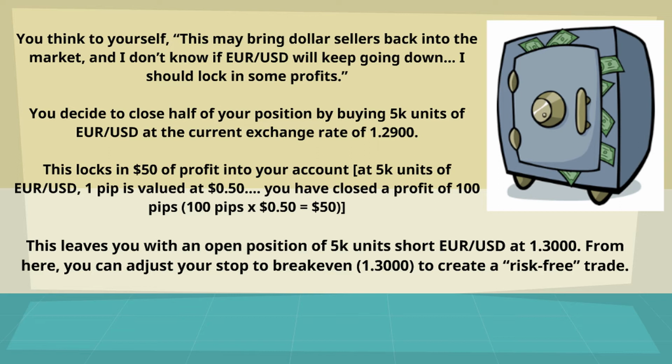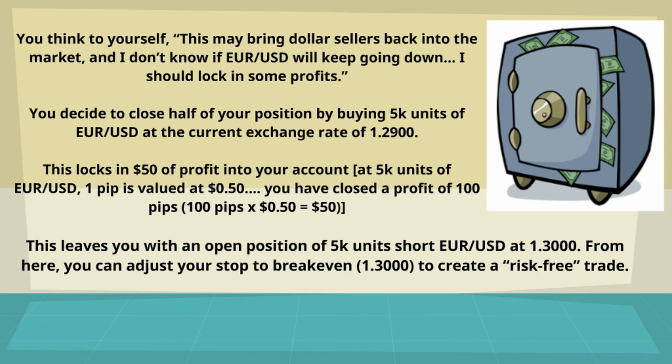You decide to close half of your position by buying 5k units of euro to US dollar at the current exchange rate of 1.2900. This locks in $50 of profit into your account. At 5k units of euro to US dollar, 1 pip is valued at 50 cents. You have closed a profit of 100 pips. 100 pips multiplied by 50 cents equals $50.